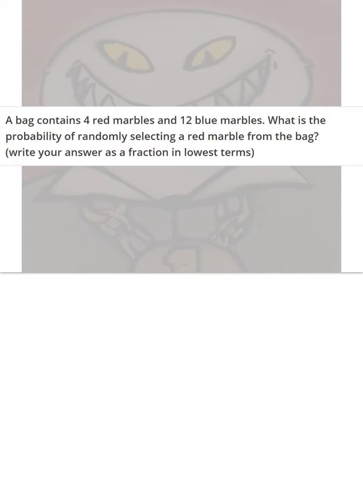Next problem. Probability. It contains 4 red marbles, 12 blue marbles. What's the probability of randomly selecting a red marble from the bag? This question is not as easy as it seems. Okay? I'm going to let you try it. Write down anything you need right now, hit pause, and then I'll go over what I think you should do.